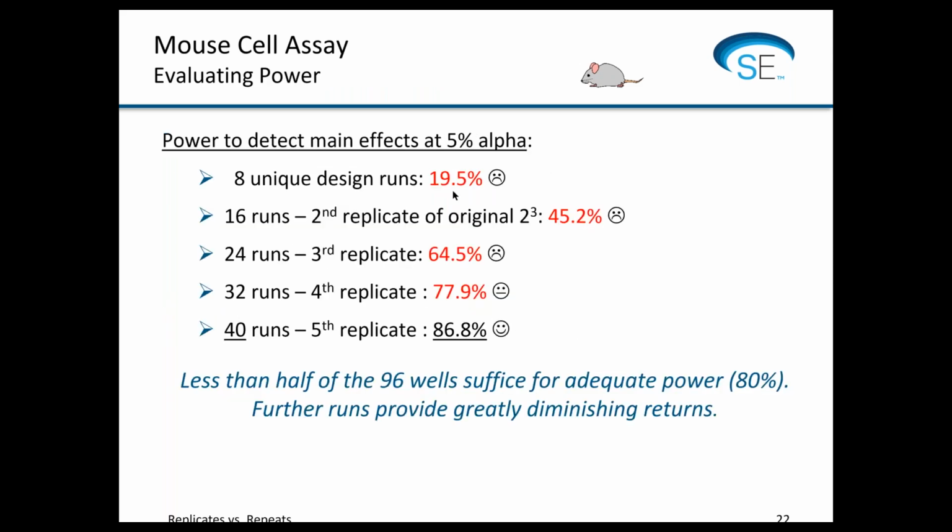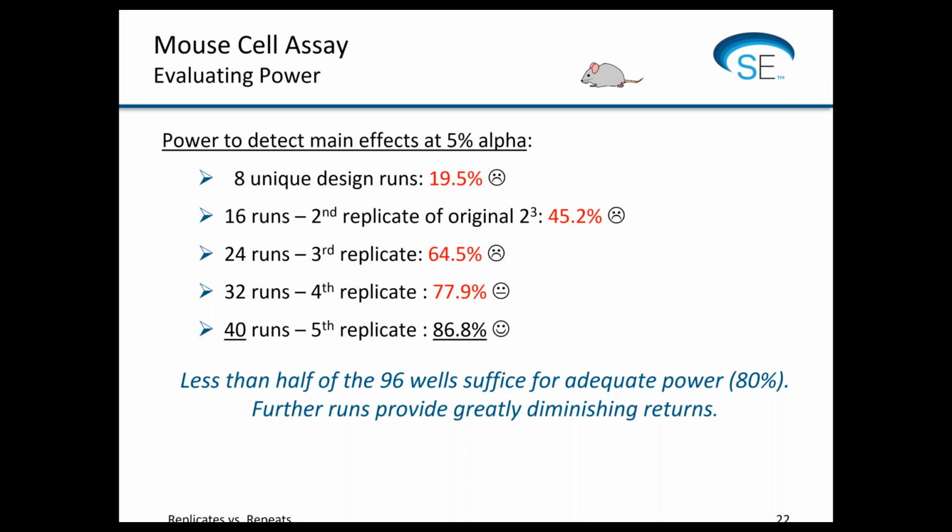Here's the summary of all those runs. If we do just 1 replicate, we're at 19.5. If we do a second replicate, we're at 45. If we do a third replicate, now we're up to 24 runs, we're at 65. Fourth replicate, we're up to 78.9. Now, if these replicates were expensive or time consuming, or there was some other constraint on the number of runs, we might have stopped there and said, that's close enough. If I round that off to a single significant digit, I'm at 80%.